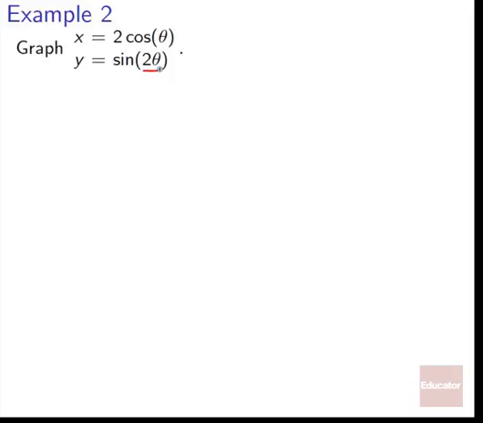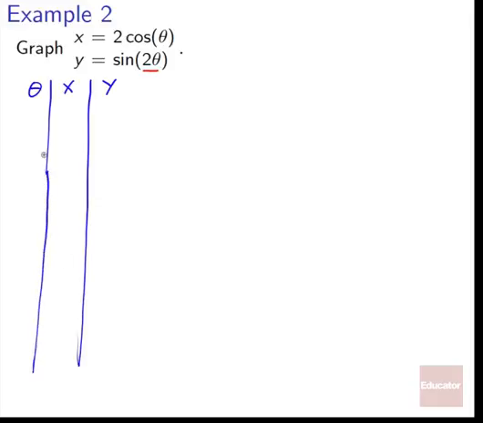If we have theta equals 0, then we'll have sine of 0. If we plug in theta equals pi over 4, then we'll have sine of 2 times pi over 4, so sine of 2 pi over 2. So that's a really interesting thing to look at. So we'll start at 0, and then work our way along in pi over 4 chunks. So we've got theta, x, and y. Let's plot a bunch of points so we can see what's going on here.